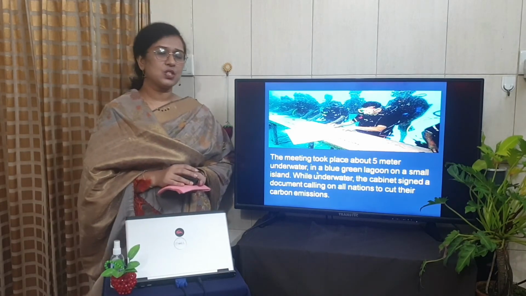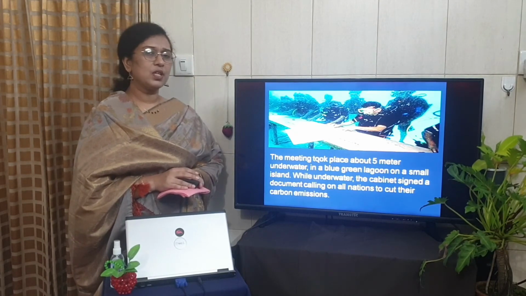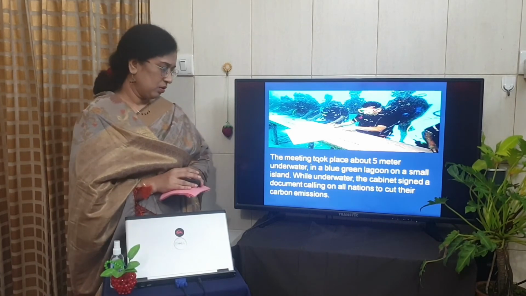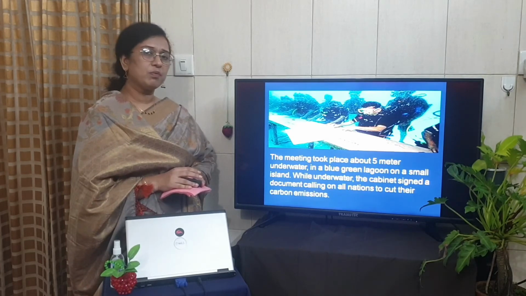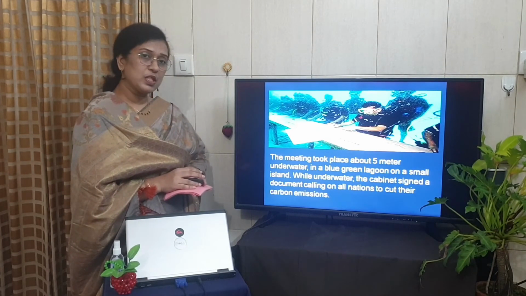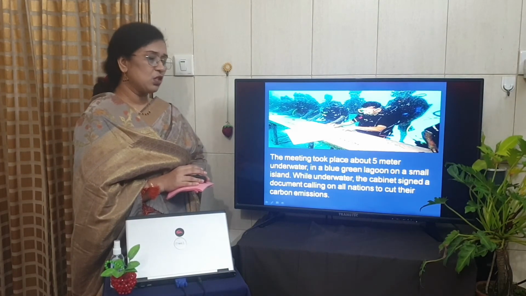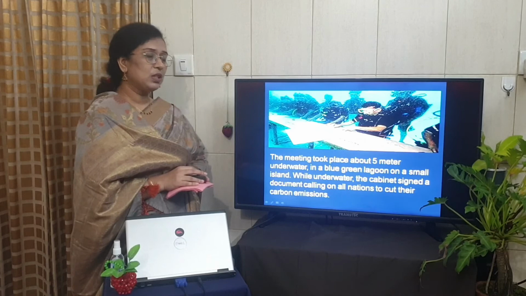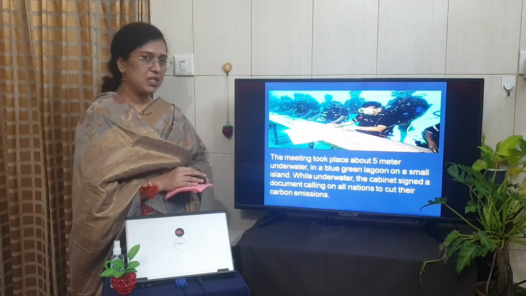We know that the richest countries of the world don't want to decrease their carbon emissions. But developing countries like ourselves want to stop carbon emissions, and for this reason they signed this piece of paper, to catch the eyes of the world and show that they are going underwater as a result of climate change.